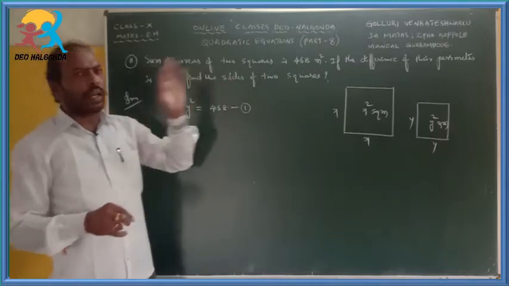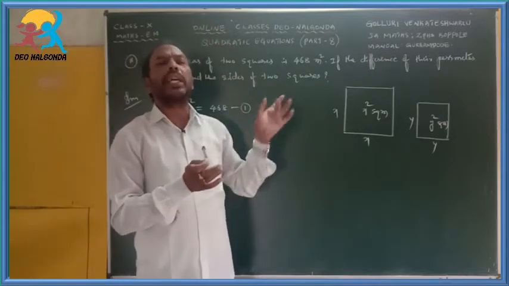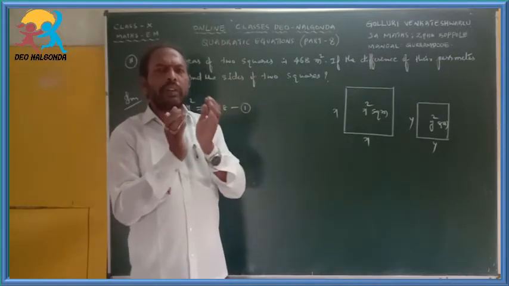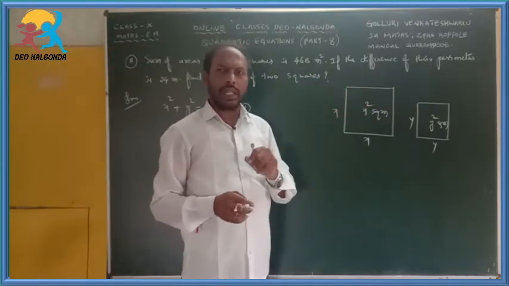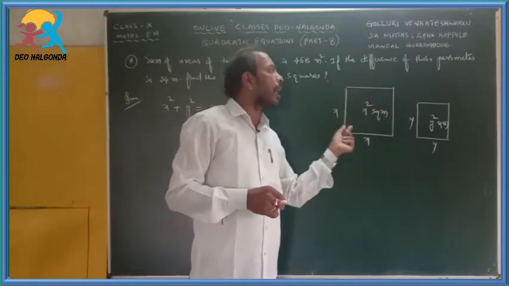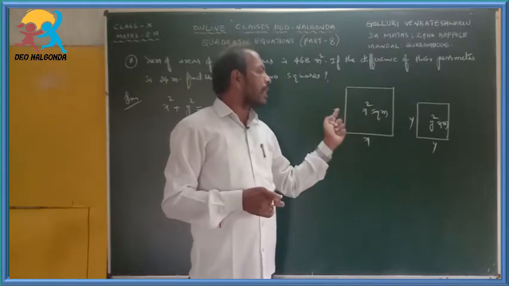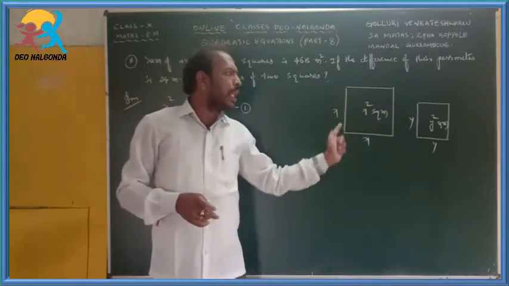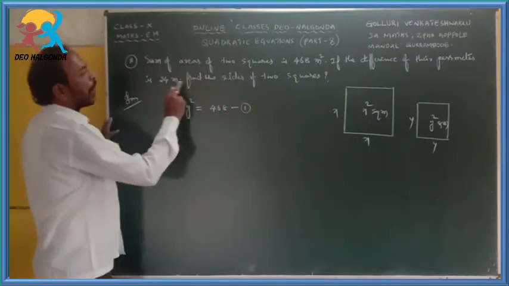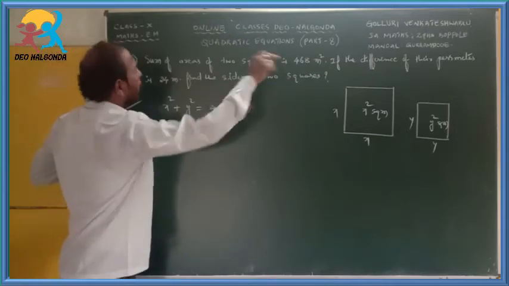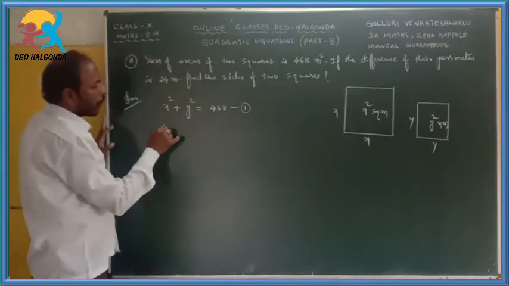Next, according to the other condition, the difference of their perimeters is given as 24. So perimeter of a square is nothing but the sum of all the four surrounding sides. Here x, the sum of all these four sides is nothing but the perimeter of the square. Here, look, the difference of their perimeters is 24. According to the first square, the perimeter of a square is 4 into side.